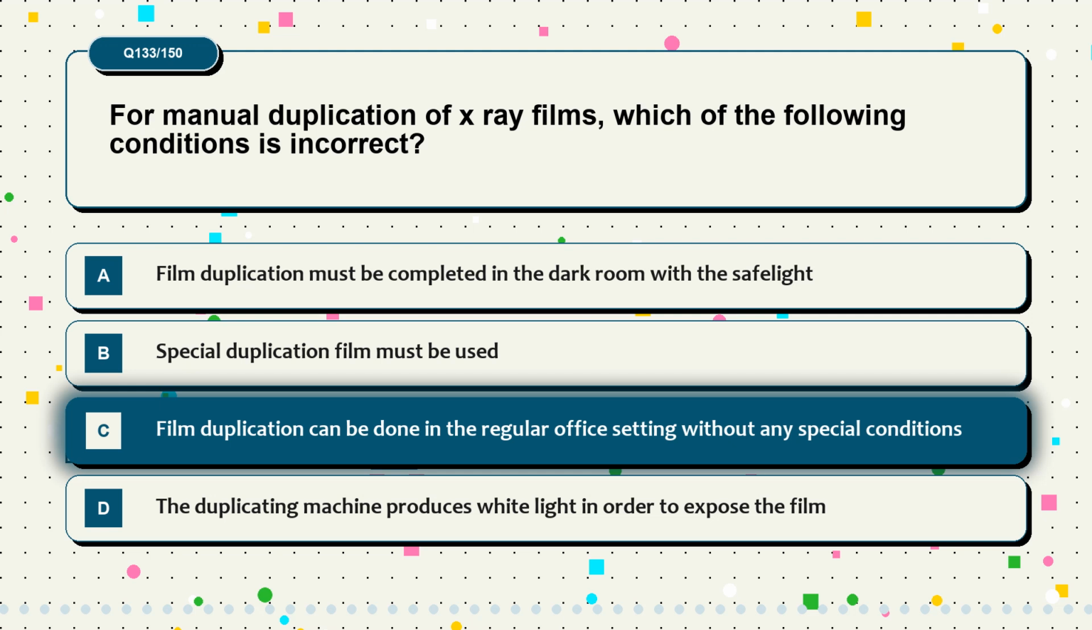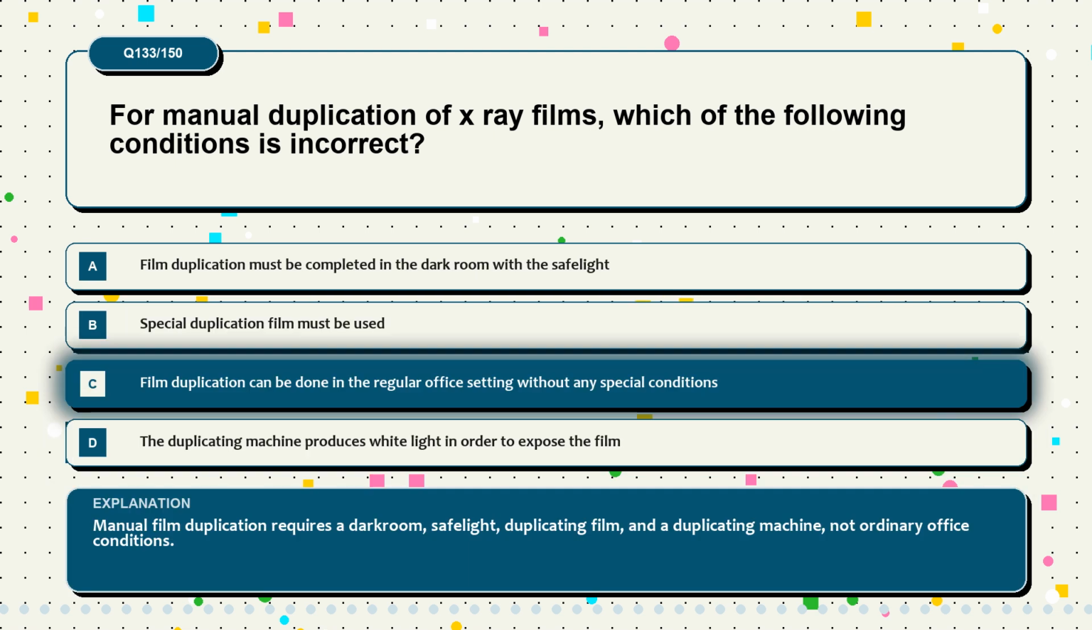The correct answer is option C. Film duplication can be done in the regular office setting without any special conditions. Manual film duplication requires a darkroom, safe light, duplicating film, and a duplicating machine, not ordinary office conditions.